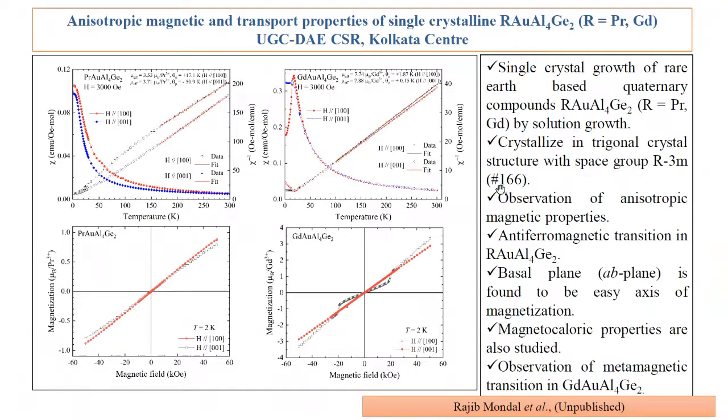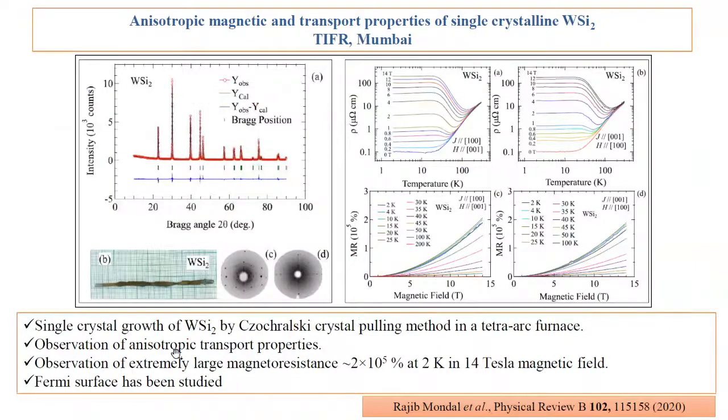They also tried to look at something which is known as tungsten disilicide. They tried to make a crystal. Crystal making is an art. They were able to grow a single crystal, characterize it, and the most beautiful thing that they tell me about this is an extremely large magnetoresistance.